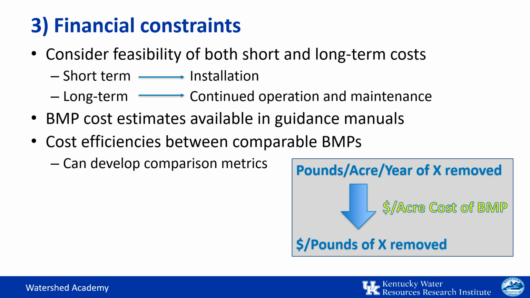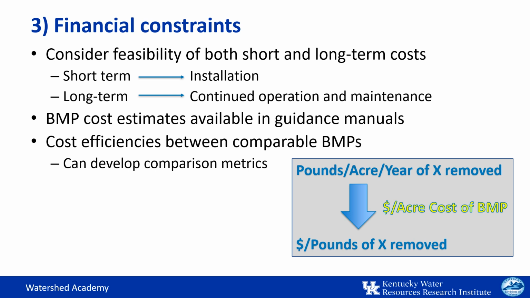You also need to consider both the short-term installation costs and the longer-term operation and maintenance costs of the BMP under consideration. These estimates may be available in guidance manuals, such as those mentioned earlier in the presentation, or in other clearinghouse sources such as the Center for Watershed Protection or the US EPA. You should use local or regional cost estimates when possible. Otherwise, use the most recent national estimates.